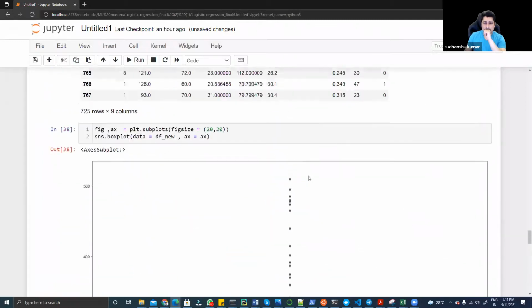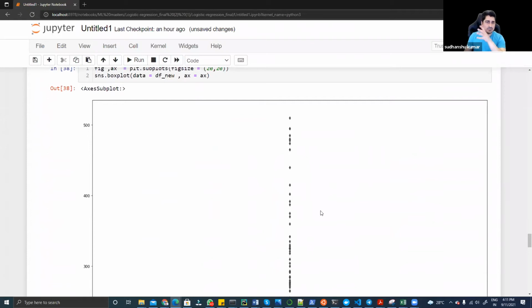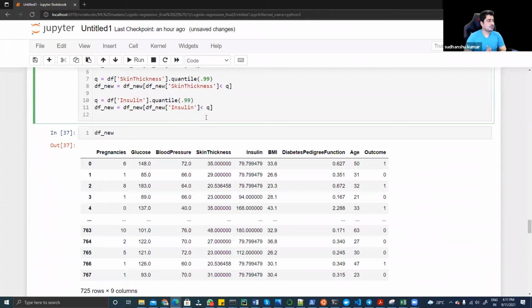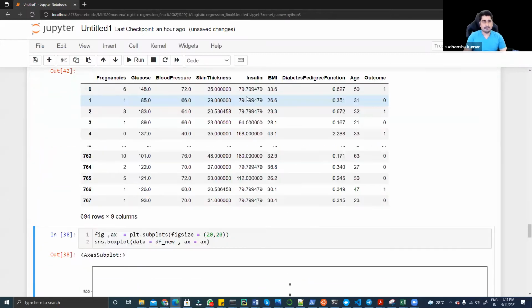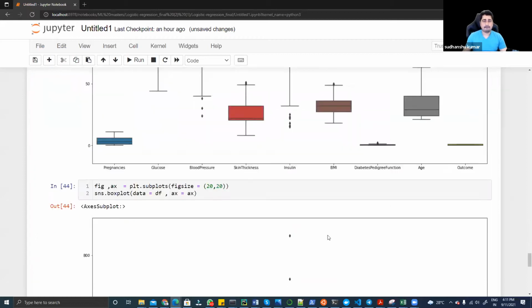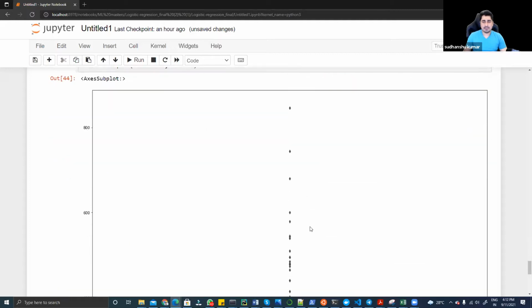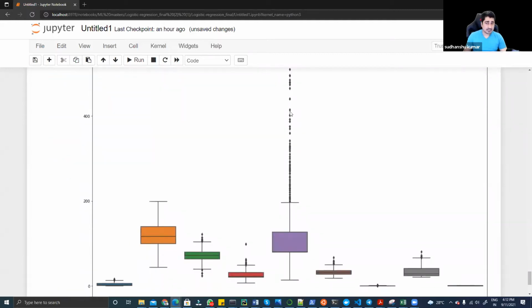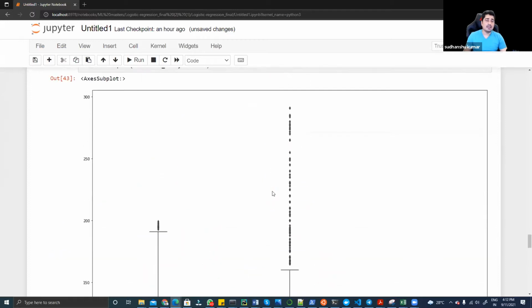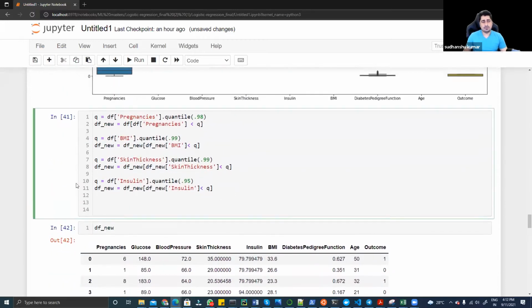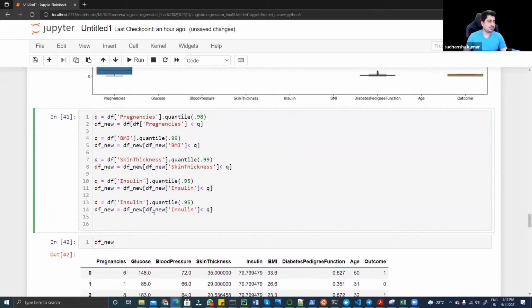Upper quartile has increased a little bit, but still we have outliers. There were so many outliers available, so it is not affecting a lot. So maybe for insulin, I can try to increase the percentage over here. Yeah, so lost almost 5% of the data set, and outliers have decreased in that particular case.